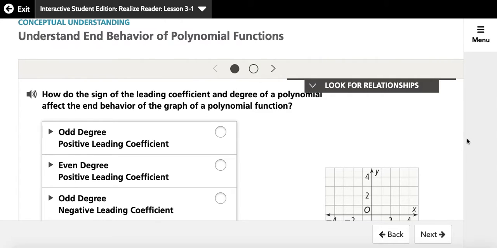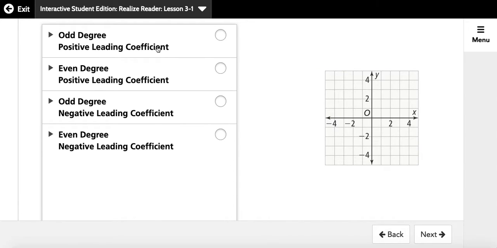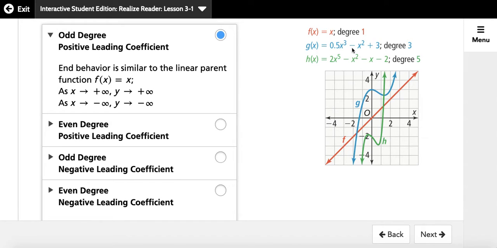All right, let's look for patterns here. See if I can get this to fit on the screen. Let's say we have an odd degree with a positive leading coefficient. Okay, an odd degree. So this has a degree of 1, this has a degree of 3, this has a degree of 5. The red, blue, and green all have odd degrees, and the leading coefficient is positive 1, 0.5, and 2. They all kind of go from down here to up here.